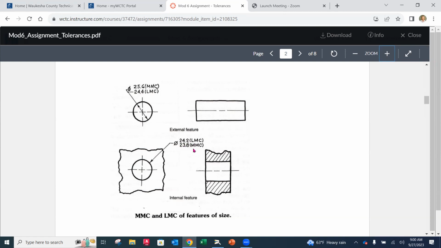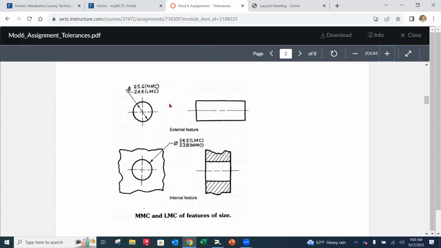Okay. So the externals, I think, go along with the normal. So the maximum material condition is its largest size. The least material condition is its smallest size. And then if you're trying to learn it, the internal features are just opposite. Okay. So my MMC for a hole is going to be the smallest size, and my LMC for a hole is going to be the largest size.